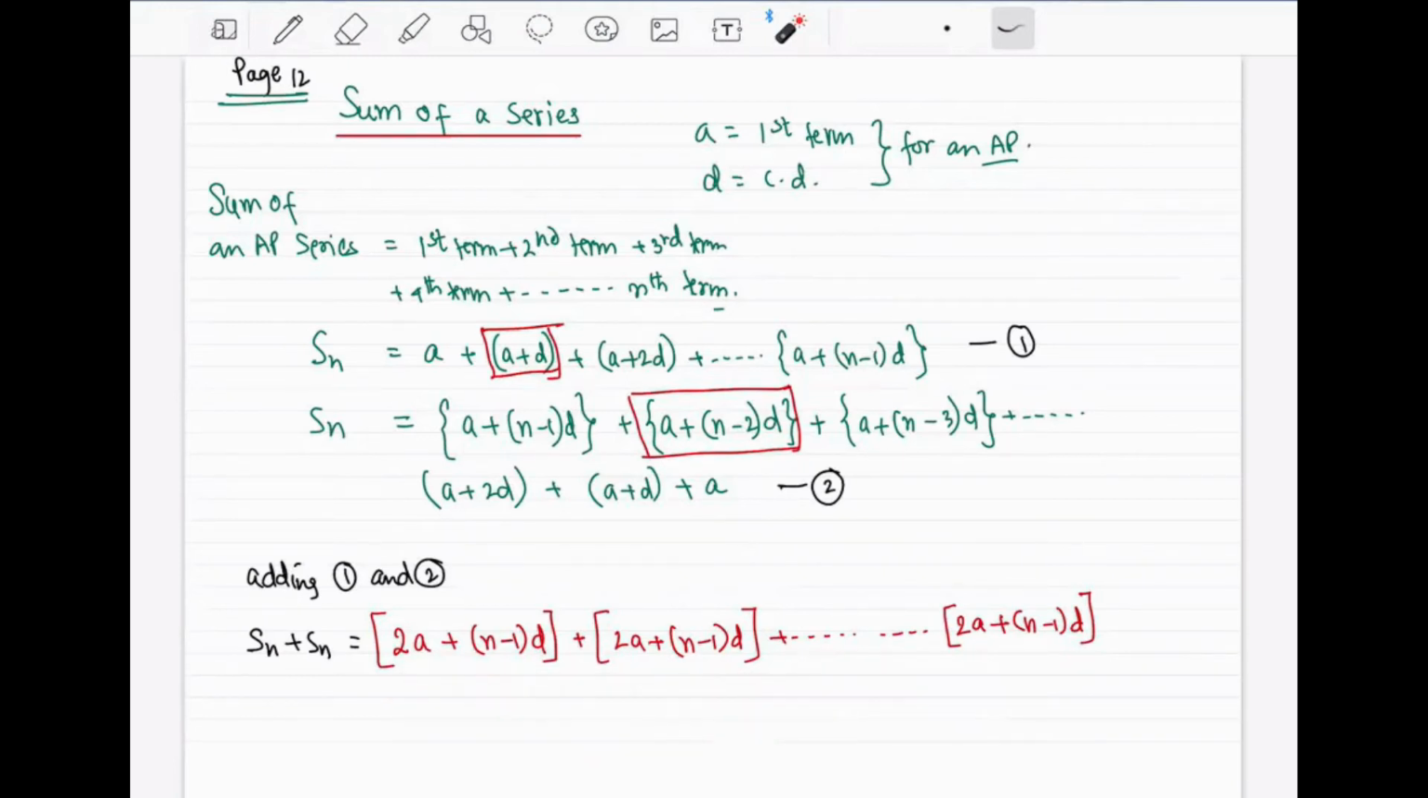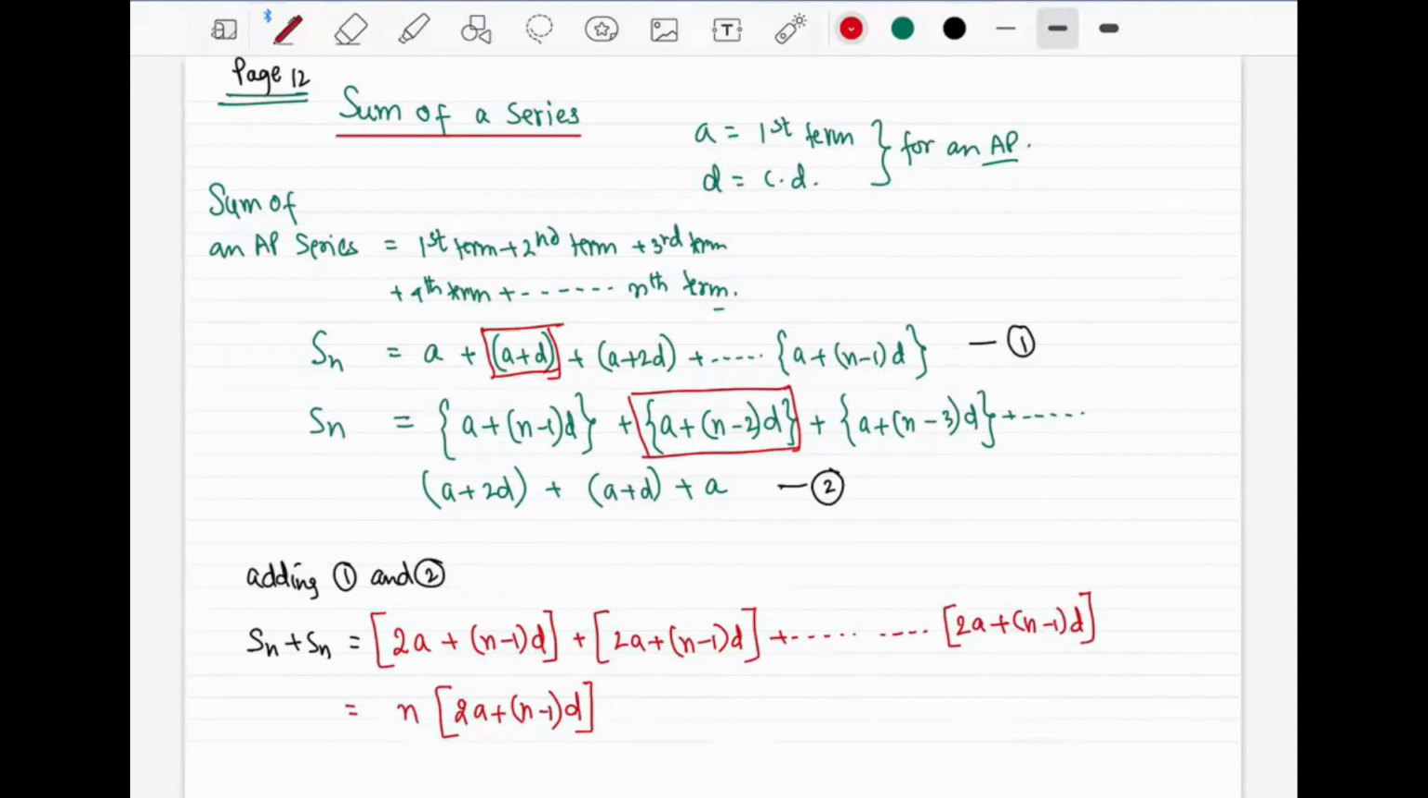Same idea, you do it here. What is being added here? Twice a plus n minus 1 d. How many twice a plus n minus 1 d are there? There is 1, there is 2, and then a third one, fourth one, fifth one, and we write until which one? This one is the nth. How many terms are there? First, second, third, four, five, six. You continue until the nth. So I can replace this whole by writing twice a plus n minus 1 d. It is being added how many times? It is being added n times. So I will just multiply an n here.